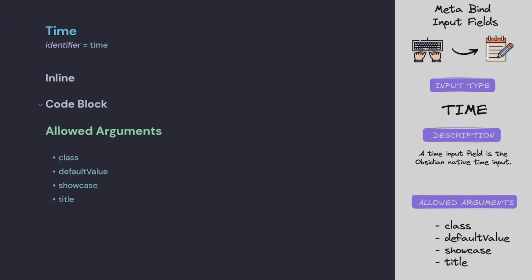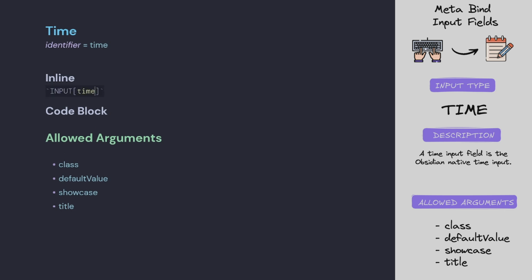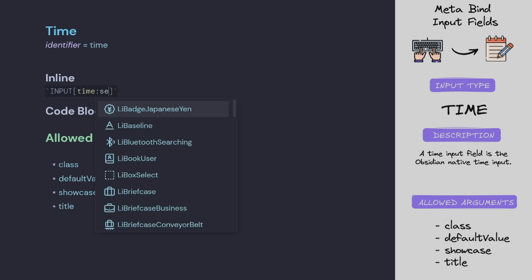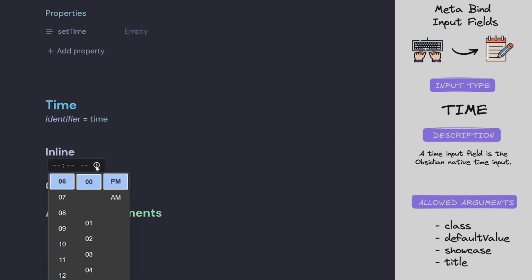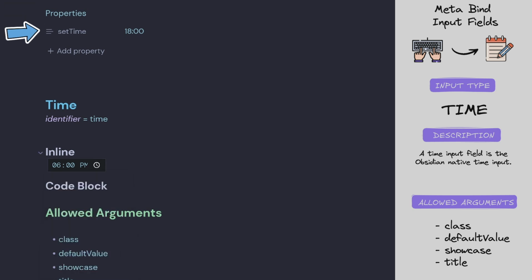And our final date and time input field is time on its own. So we have the identifier time. So we'll start with our inline, input square bracket time. We'll bind this to a YAML property called set time, the time now, which is 6 p.m. We can see that it's set it to 24-hour time because this is what we've set in our Obsidian settings.